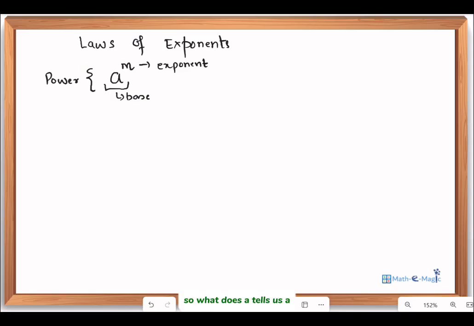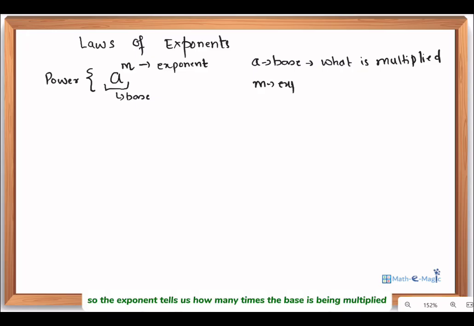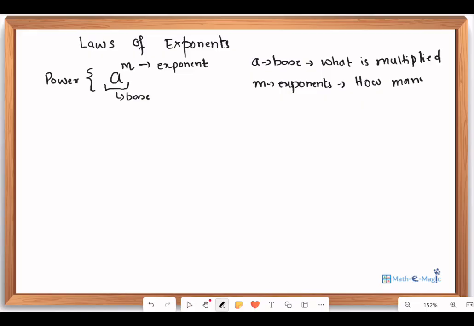So what does a tell us? The base tells us what is being multiplied. And what does the exponent tell us? M, the exponent, tells us how many times the base is being multiplied.